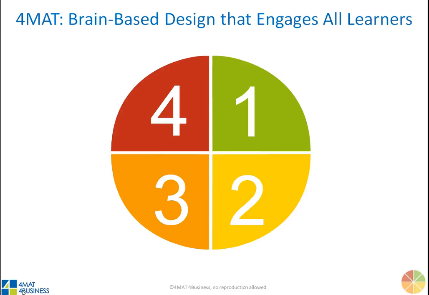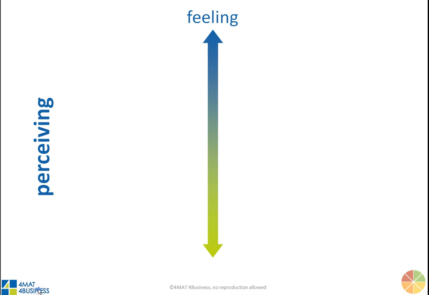Format is a brain-based design model that engages all learners. And in this session, we're going to take a look at the two actions that define both learning style and the learning process. The first action is how we like to take in information. Some of us prefer to feel, and some of us prefer to think, but we all do both. And there's a spectrum that we move through as we move through the learning process.